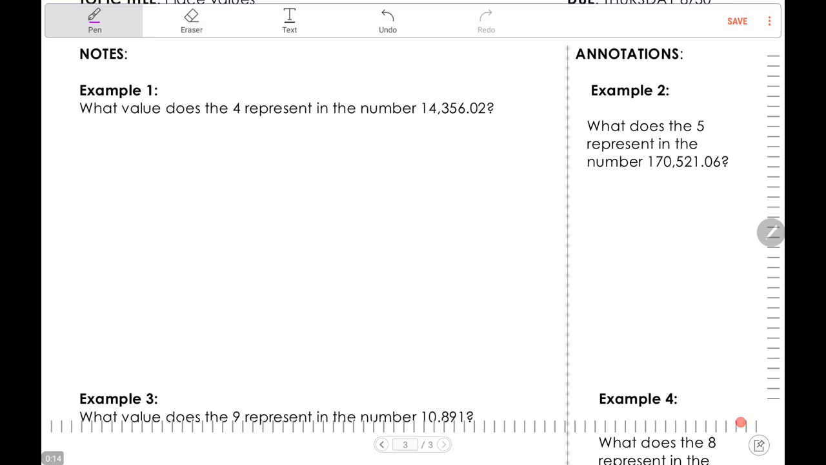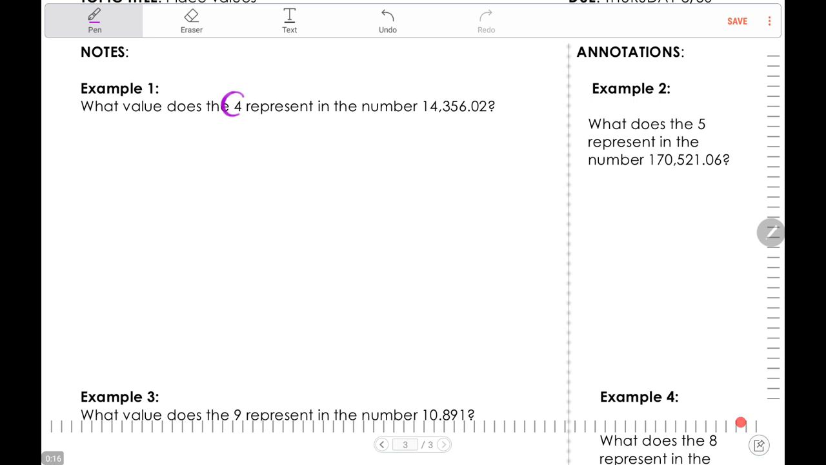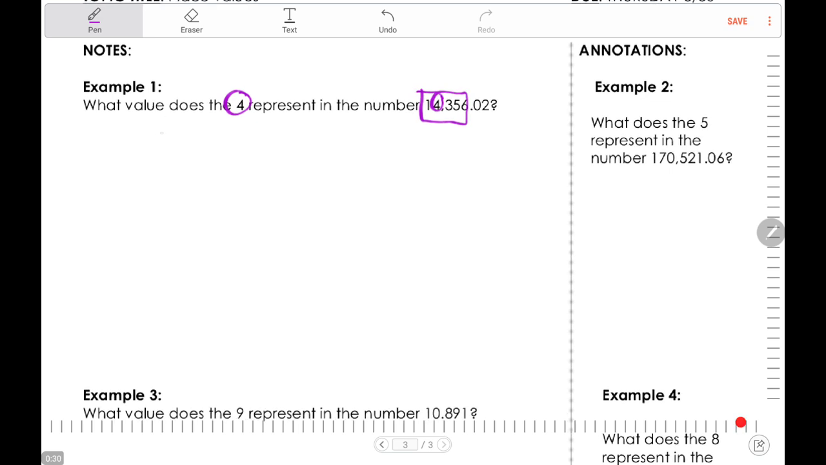So, example number 1. What does the 4 represent in the number 14,356.02? So we're talking about this 4 right here. While this has decimals, I just want us for this example to focus on the whole number section. So 14,356. Okay? This can be written differently.